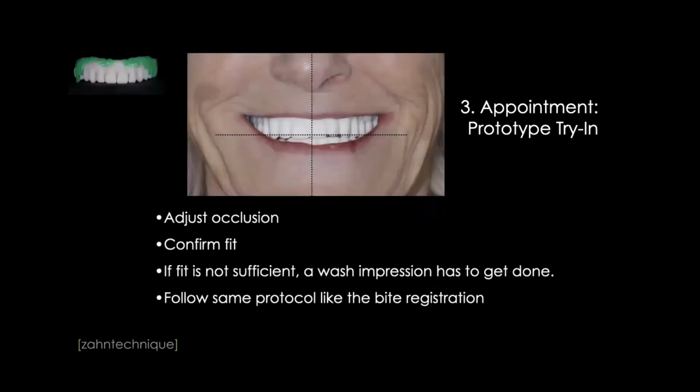And this is actually the patient with upper and lower prototypes for a try-in, where you really want to establish the proper occlusion. You want to also make sure that it's a comfortable fit for the patient. If it's not, then we're going to do a wash impression. And then also, again, the protocol: video, photos, midline markings, because we're not there to see this. So any information that you send us, like videos and photos, again, I can't reiterate that enough.